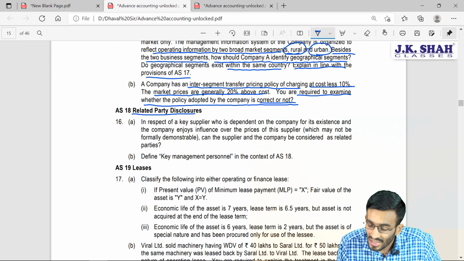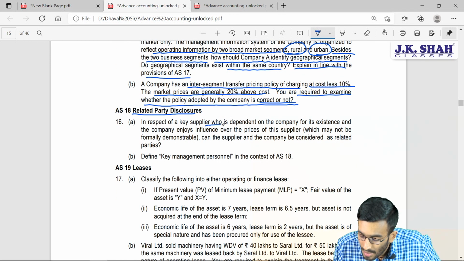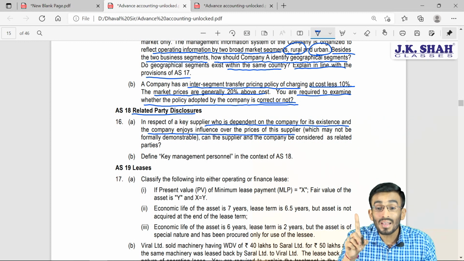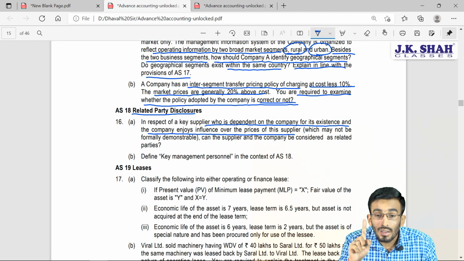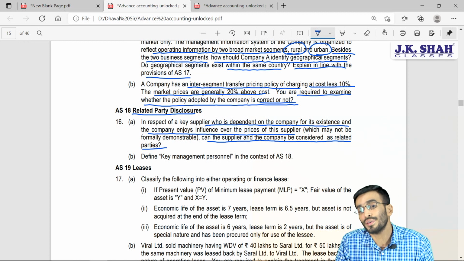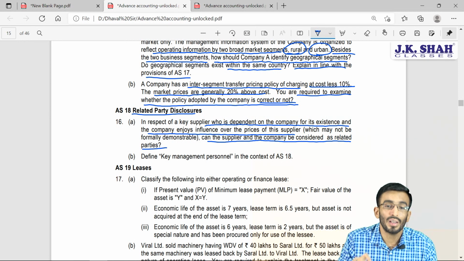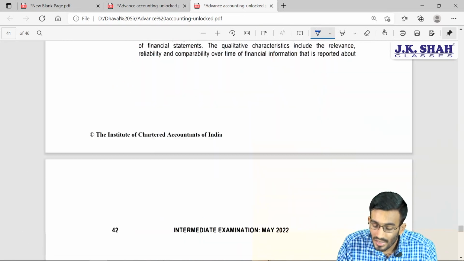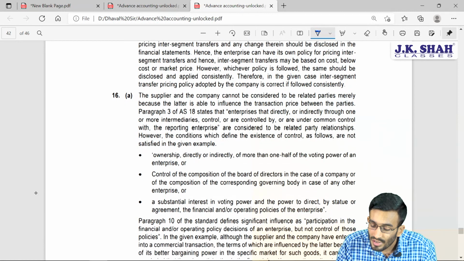In respect of a key supplier who is dependent on the company for its existence, and the company enjoys influence over the prices of this supplier. Basically they want to say here there is one single supplier. Can the supplier and the company be considered as related parties? See, this was covered in exceptions to related party. You can refer to the study material provided by JKC. Here also they have mentioned it, we will just read.